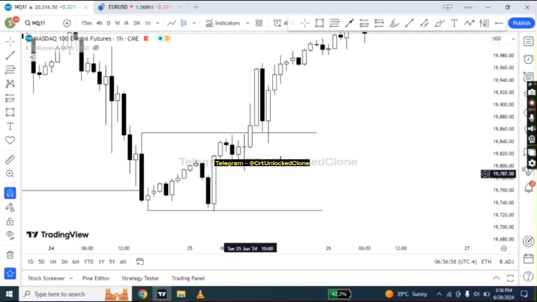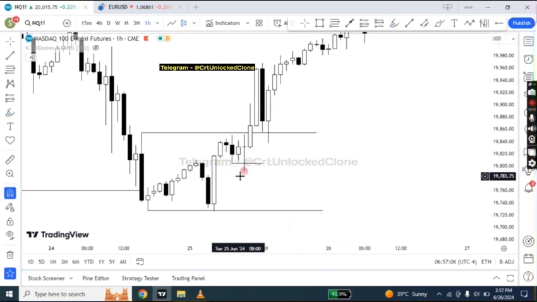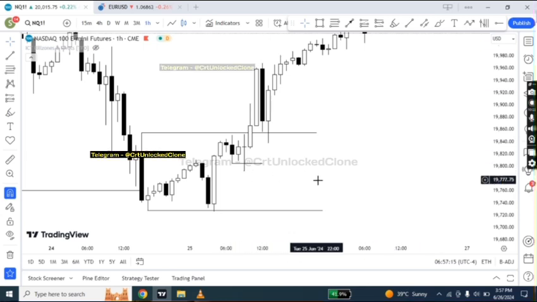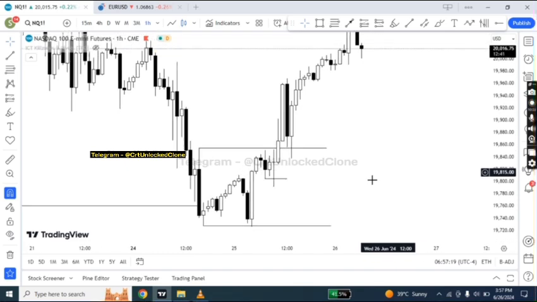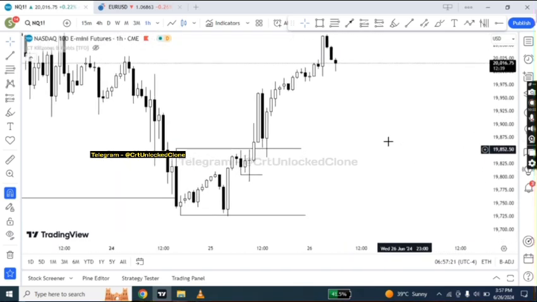But on top of that, I waited for this CRT to be purged at the right time, and that CRT purged at the 9 a.m. key time. And that's why I said in the beginning of the video that this model was based on the 9 a.m. model. The reason for that is that the purge occurred during the 9 a.m. candle. And that's why I had so much faith in this CRT that it's going to work out.